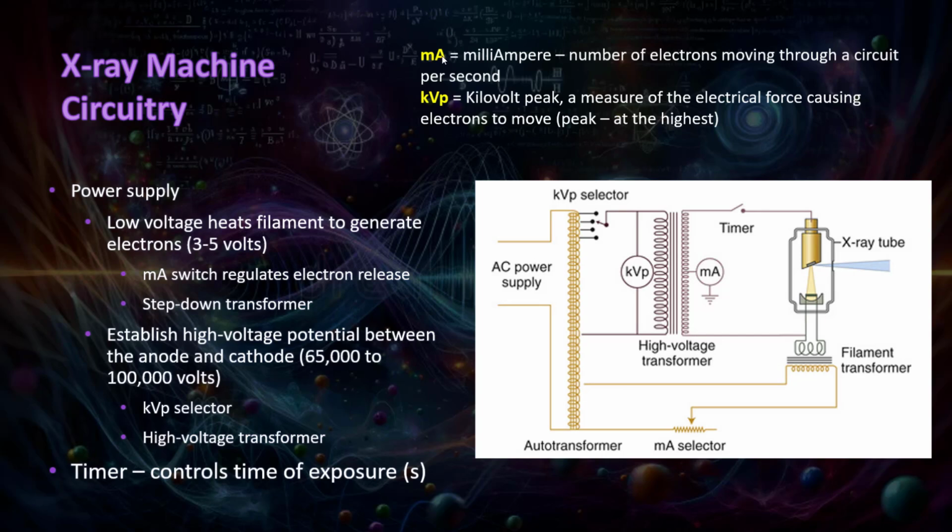A couple of important things to recognize. Milliampere is the number of electrons moving through a circuit per second. Kilovolt peak is the maximum electrical force or voltage across from the cathode to the anode.